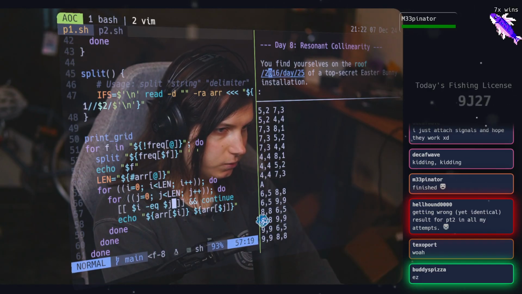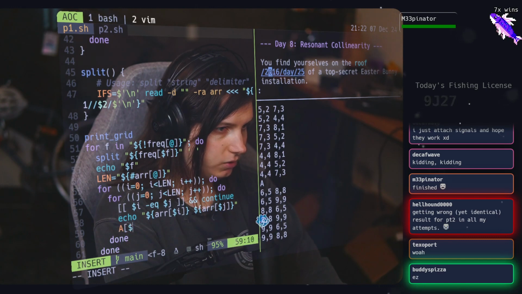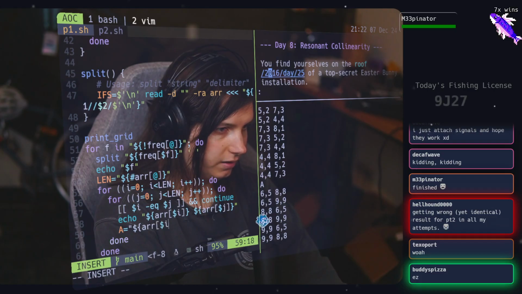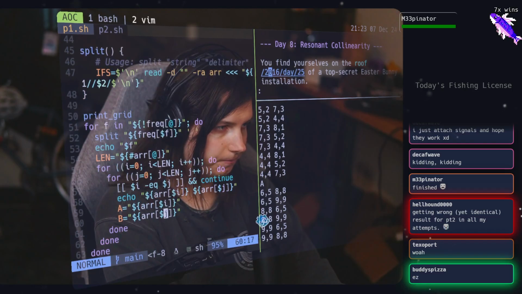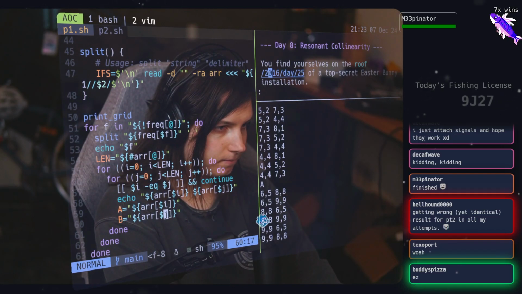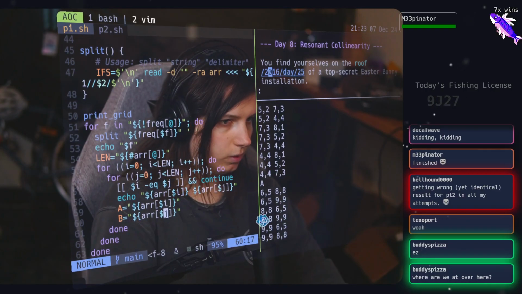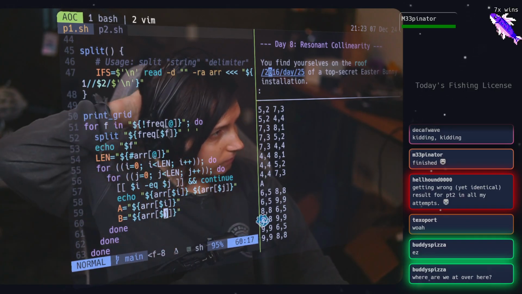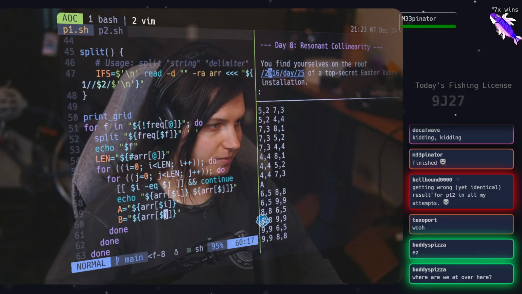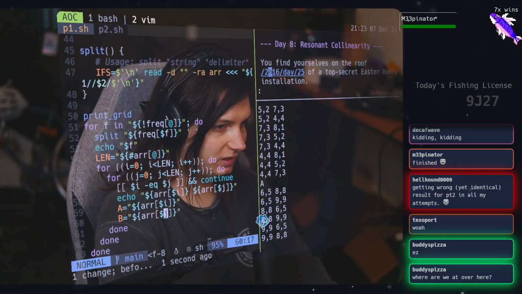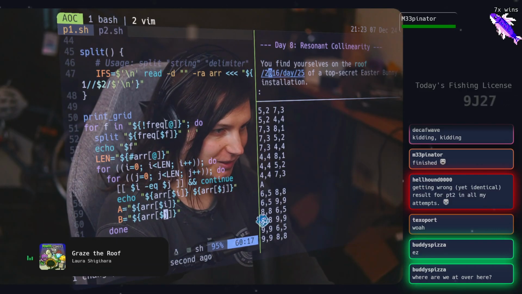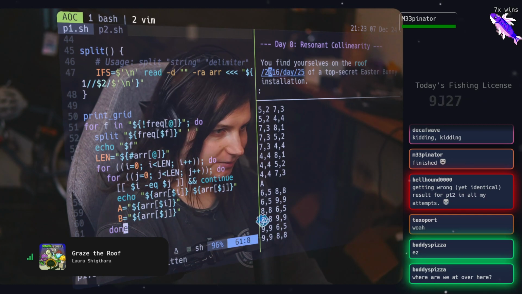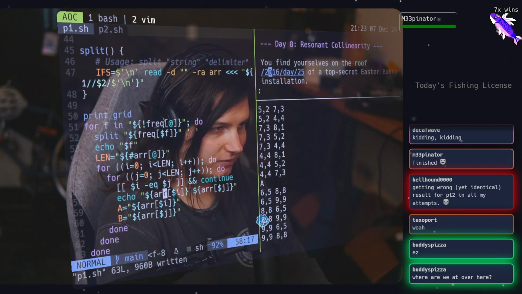So I do have to parse these two coords. A equals R i. B equals R j. Where are we at over here? We're still on part 1. This is an annoying amount of string manipulation bullshit to do, like what would be trivial in another language. But it's fine. I'm not salty.